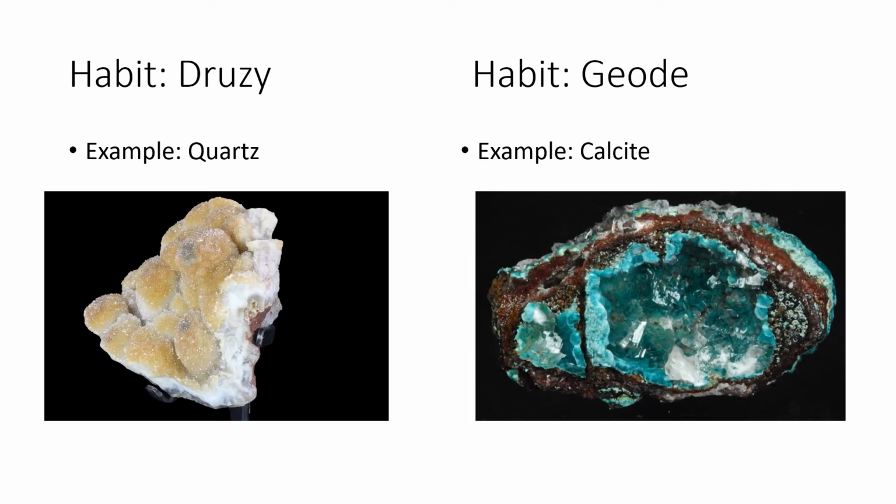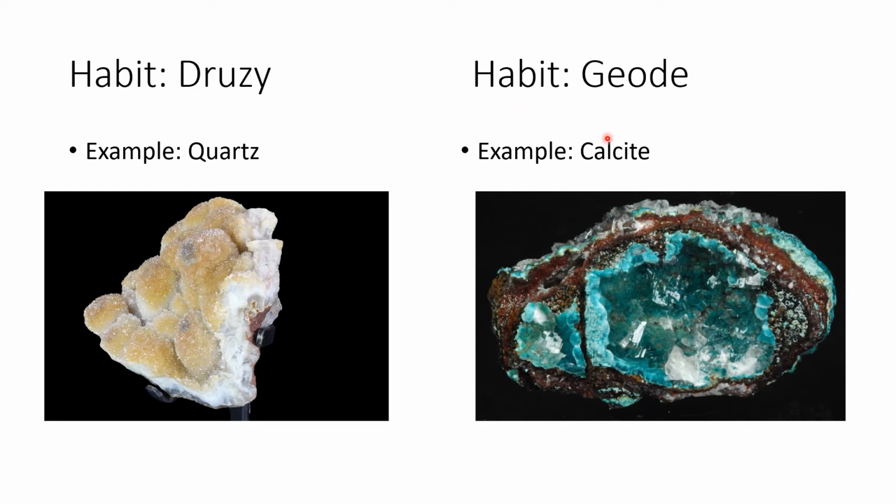Druzy habit means that the mineral is very, very small. The whole surface is covered with these small crystals. Often you cannot see their actual crystal shape without the help of a hand lens. If it's smaller, it would be microscopic or microcrystalline, in which case we would have a mineral like jasper.